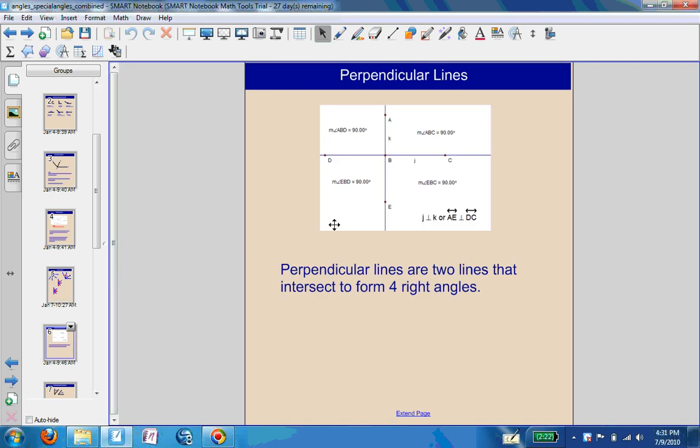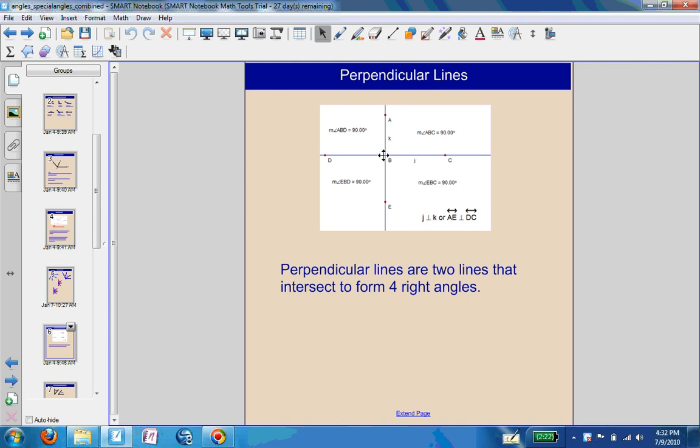Perpendicular lines are lines that intersect to form 4 right angles. So if the lines form 1 right angle, 1 90-degree angle, then all 4 of those are going to be 90-degree angles. The notation for perpendicular looks like an upside down capital T. So these lines can be referred to with lowercase letters, or they could be referred to with the points that are on them. And points are uppercase.